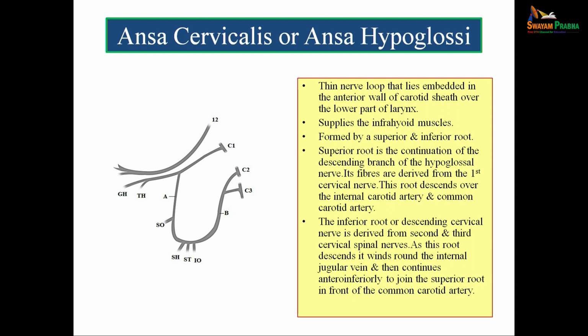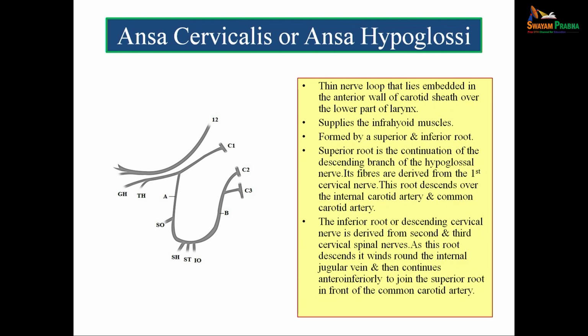Now, this is formed by the superior root marked by A in the figure and the inferior root marked by B in the figure. The superior root is the continuation of the descending branch of the hypoglossal nerve. So, you can see the superior root is lying in relation to 12 marked in the figure, that is the hypoglossal nerve. The fibers of the superior root are in relation to the hypoglossal nerve and the fibers are derived from C1. Its fibers are derived from the first cervical nerve. This root descends over the internal carotid artery and common carotid artery. Then the inferior root or descending cervical nerve is marked by B in the figure.